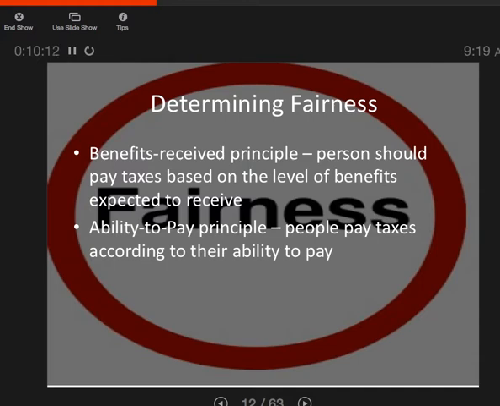All right, a couple more slides. 2 more slides. We have now the question of determining fairness. What is a fair tax for everybody? And then who gets the benefit of it? Well, there's this principle called the benefits received principle. And the idea is that a person should pay taxes based on the level of benefits expected to receive.